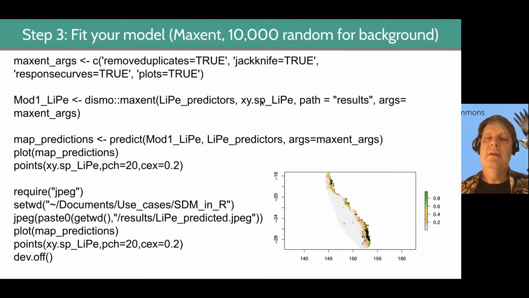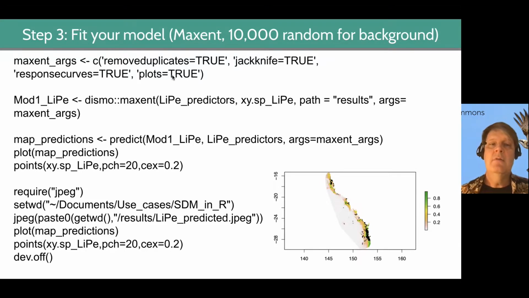This is our spatial points layer of the thinned frog data. And we haven't specified anything about background, so it's just going to assume we've got these 10,000 random points. Path equals is very fiddly, but here we're saying path equals results. So from our working directory, we've got a folder called results. And that is where a bunch of really cool results are going to be written.